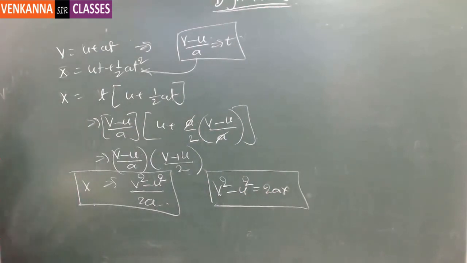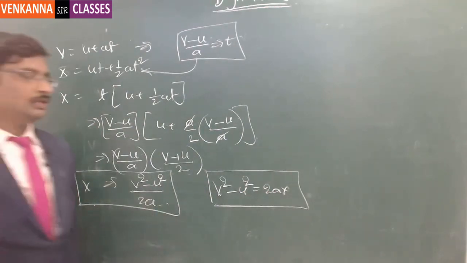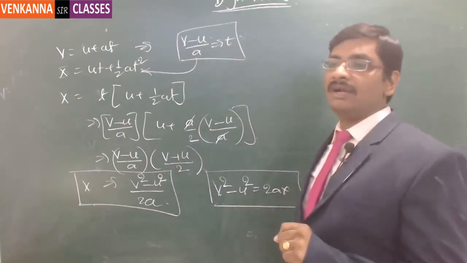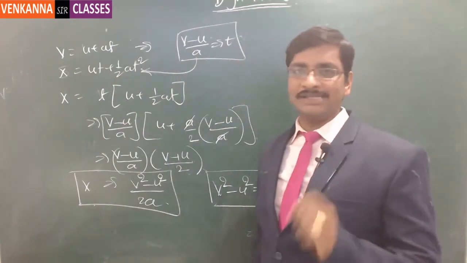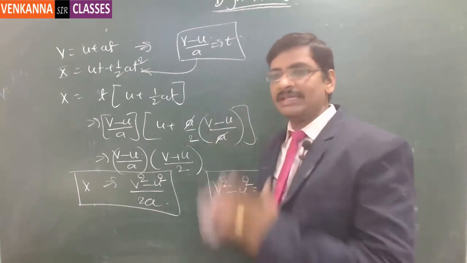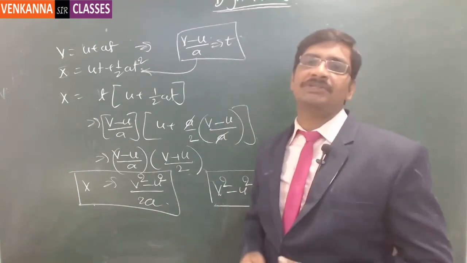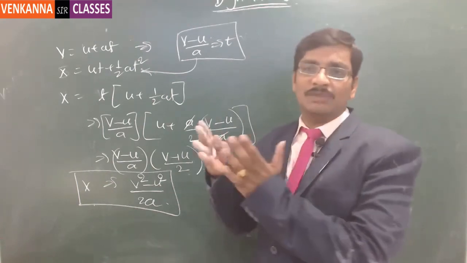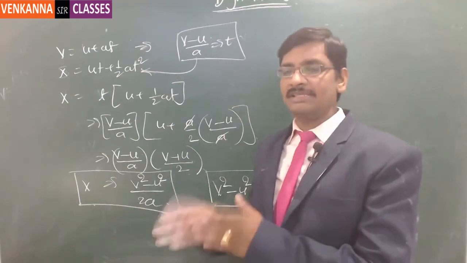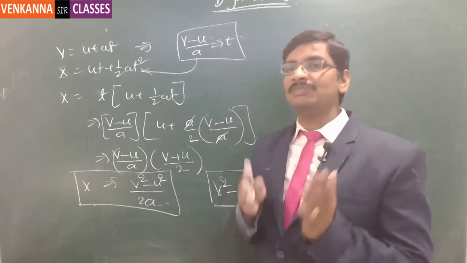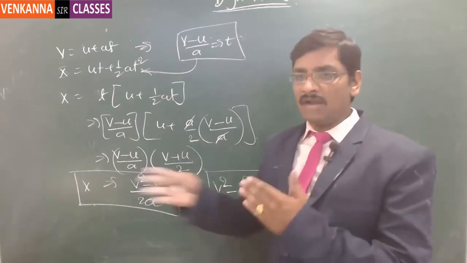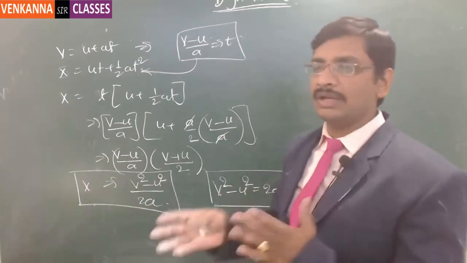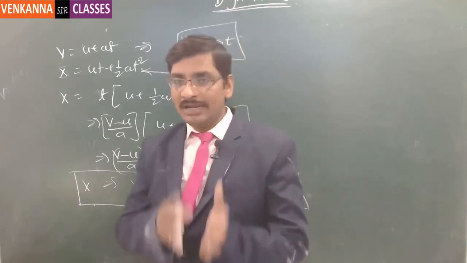Got it? So this is the other relation. Now actually sometimes we are going to deal with the displacement traveled in one particular second. For example, from 10th second to 11th second, how much displacement is traveled? Normally we will calculate the displacement traveled till 11th second, and then we will calculate the displacement traveled till 10th second, and we will subtract the 10th second from the 11th second, so that we can get the displacement that is traveled from 10 to 11.